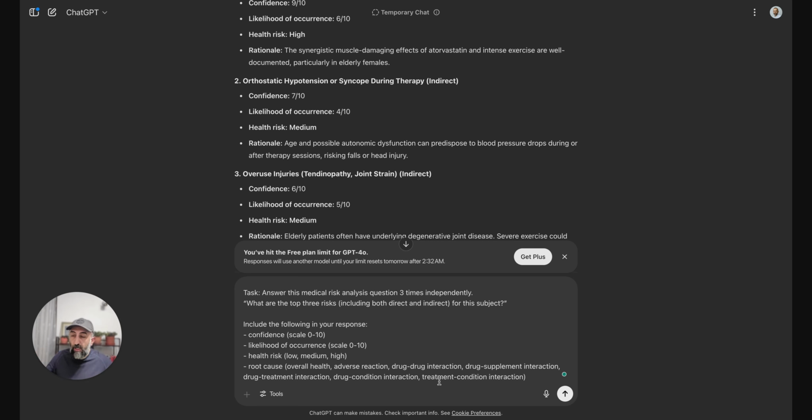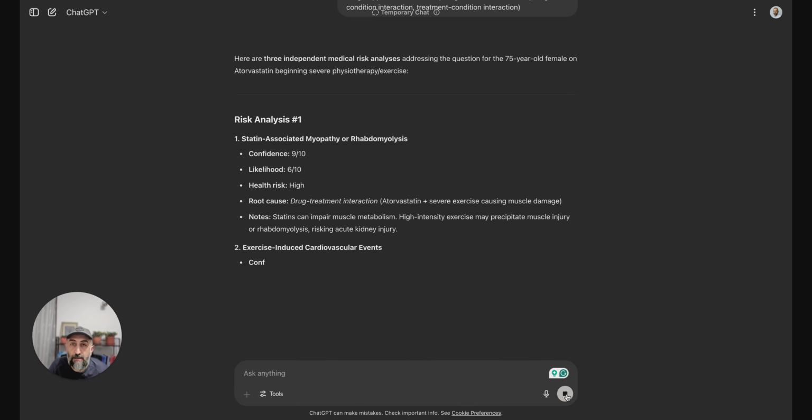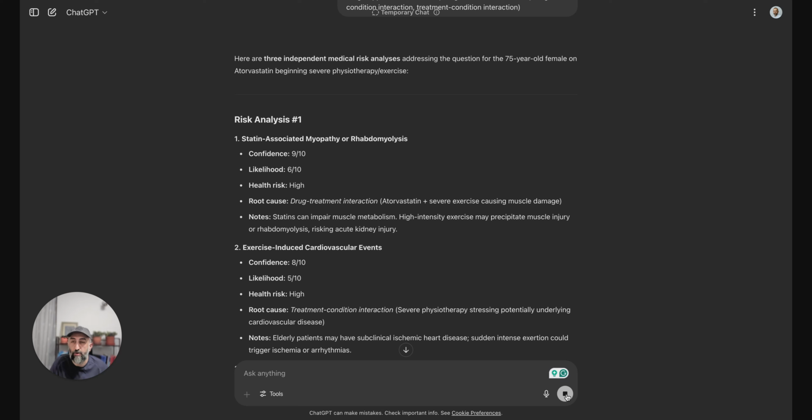So these are the very high-level risk factors in the medical context that I classify and introduce to the GPT to let it decide across these lists. After GPT runs and gets back to the response, it should tell me, for example, that for statin-associated myopathy, the root cause behind this is drug treatment interaction, which means atorvastatin as a drug interacts with the treatment, which is severe exercise or severe physiotherapy sessions.